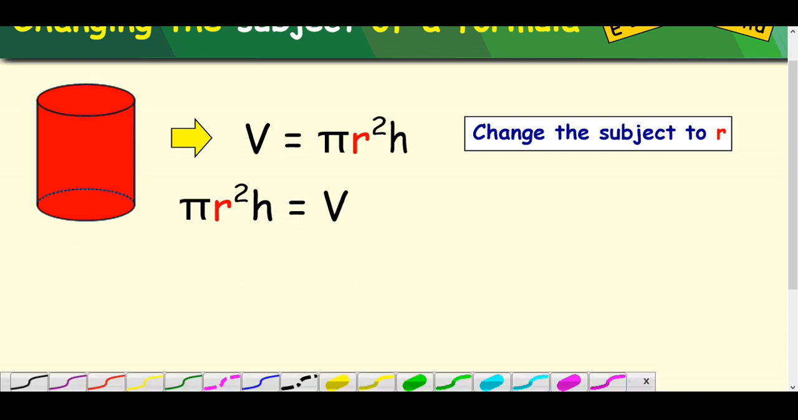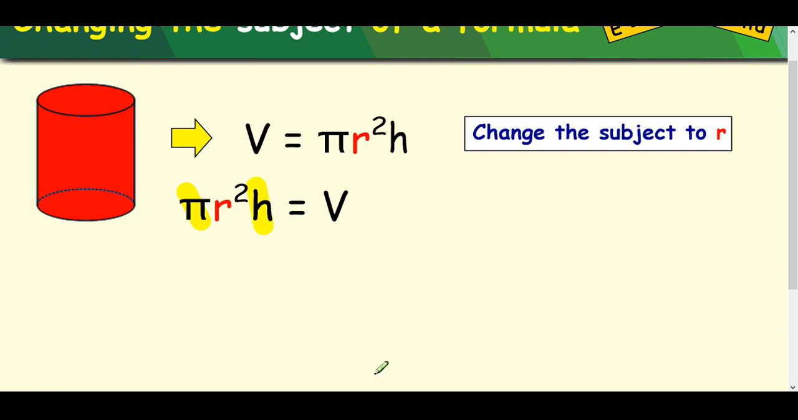Also, what we have to be careful of here, we can divide by two things at once. Some people think you can only divide by one thing at once, but we can divide by both of these at once to get r squared on its own. And that's going to look like that.